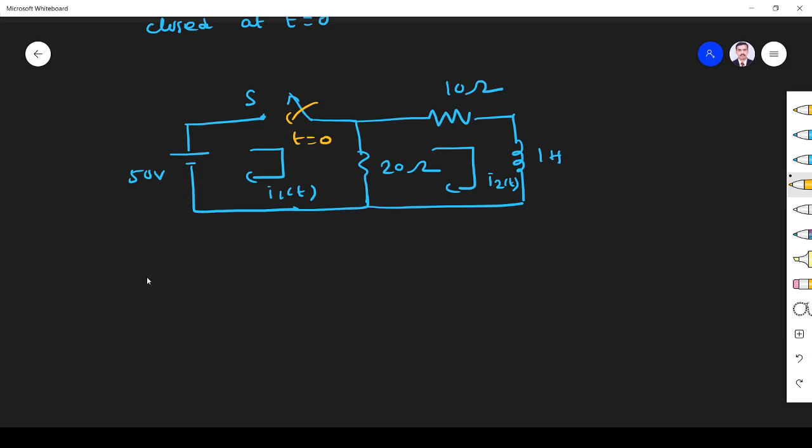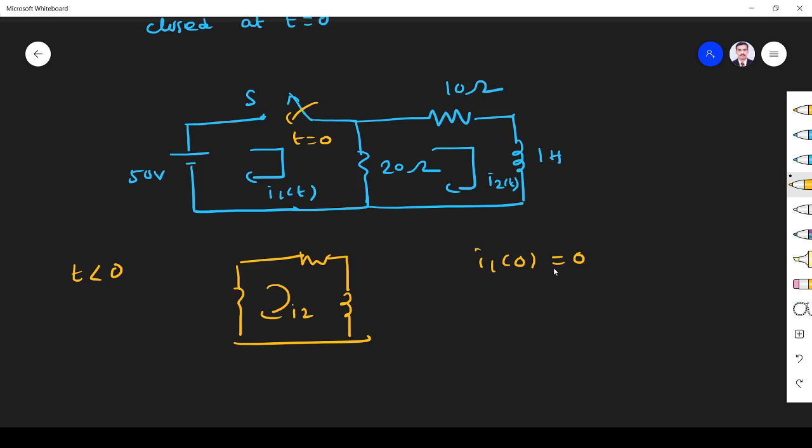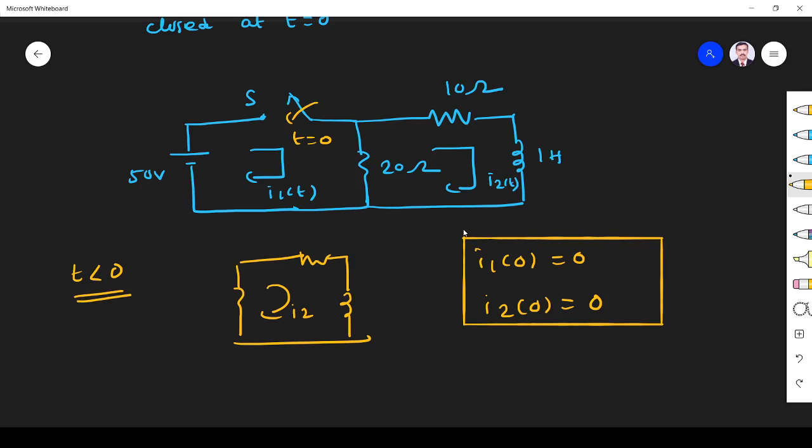Okay, so the switch is closed at t equal to 0. When t is less than 0, it is open, so we have only R and L. No current flows through the circuit. This is I2, I1 is nothing. So I1 of t is 0, I2 of t is 0, because before 0, no supply is there. So current is 0.